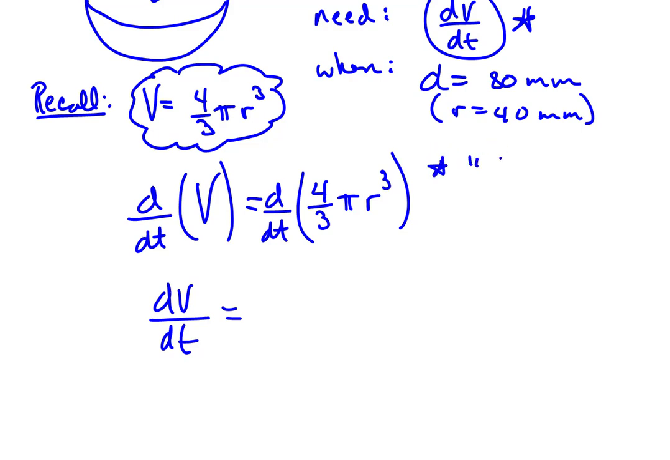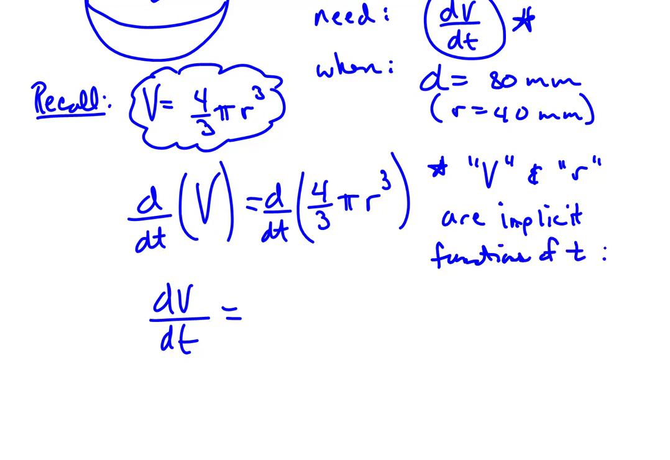So I'm going to put an extra note that says V and r are implicit functions of t. So this is not obvious from the problem, which can be frustrating, but we're going to understand that the volume and the radius are both functions of t, but we're going to understand that implicitly, which will allow us to use our implicit differentiation.